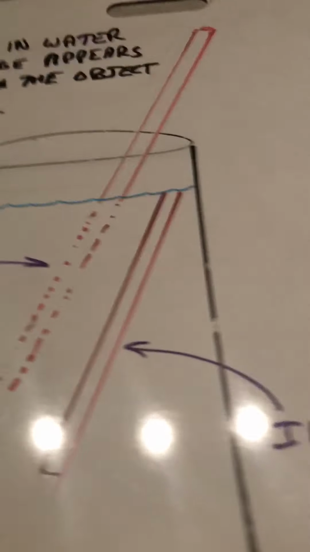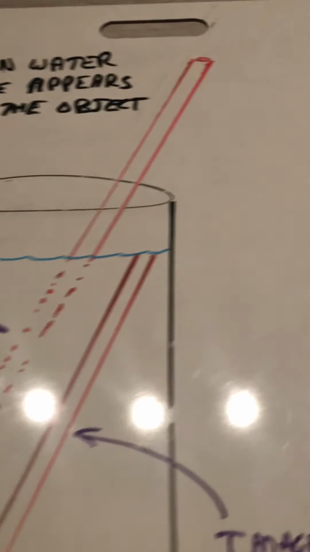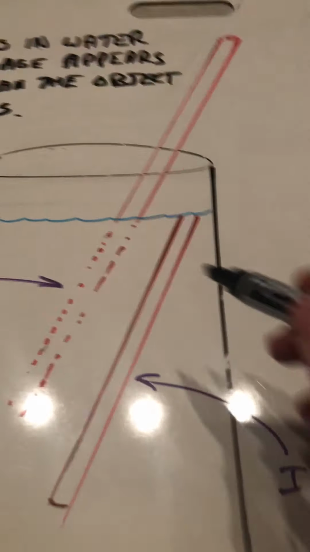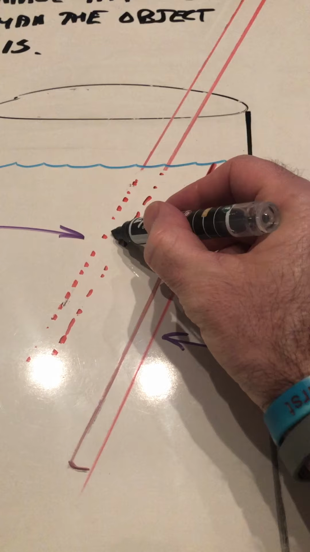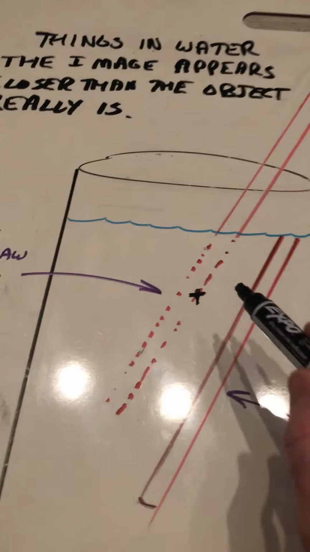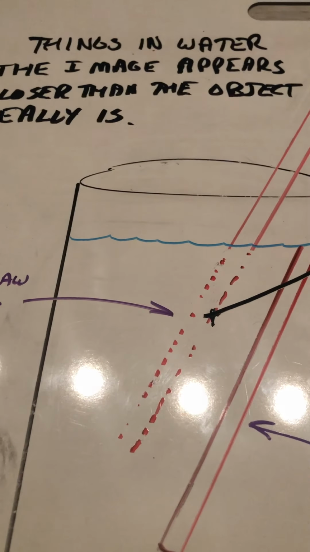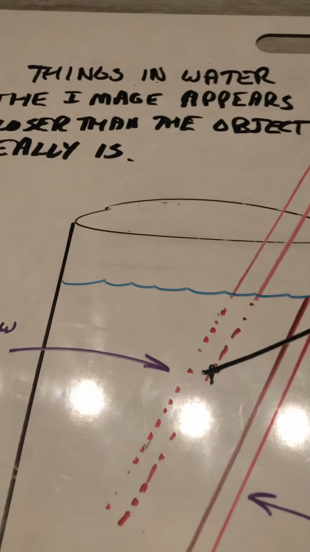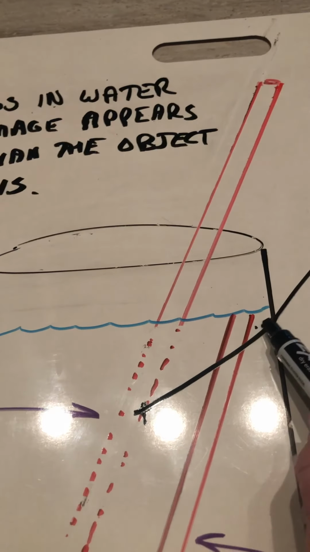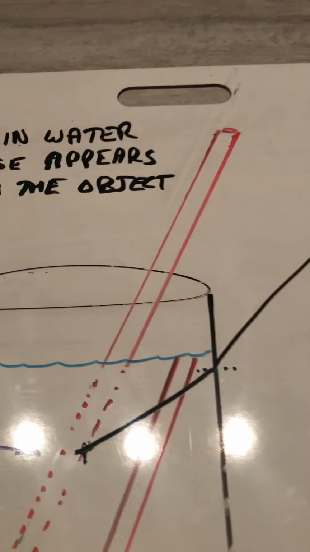So what I'm seeing is an image of the straw. So it's going to be hard to diagram this, and you don't necessarily have to know this. But let's say that I was looking at a point right there, just somewhere in the middle of the water where the straw is. And those light rays are going to come through the water and refract. And they're going to refract away from the normal line because it's going from a more dense medium, water, to a less dense medium, air.